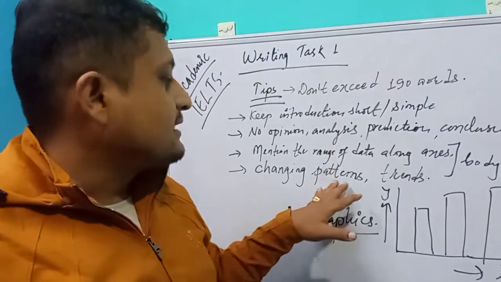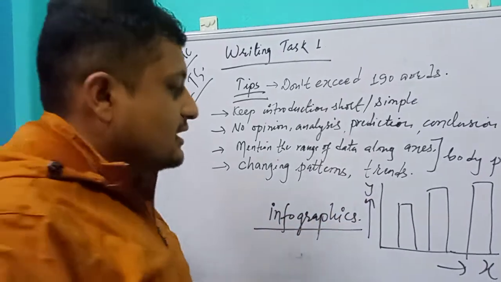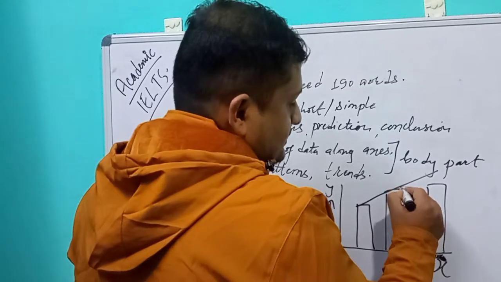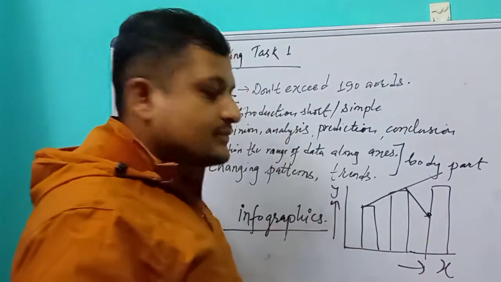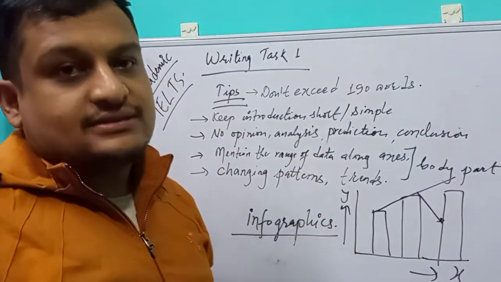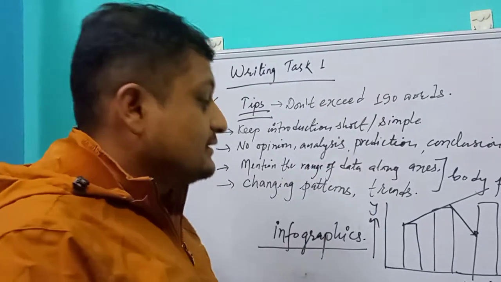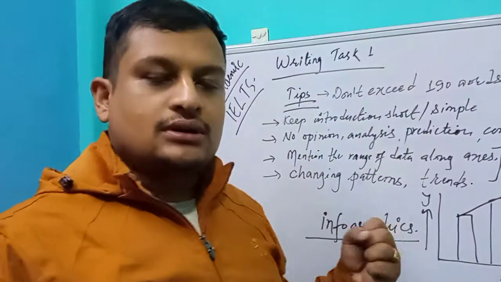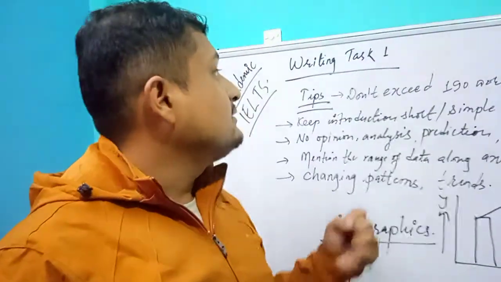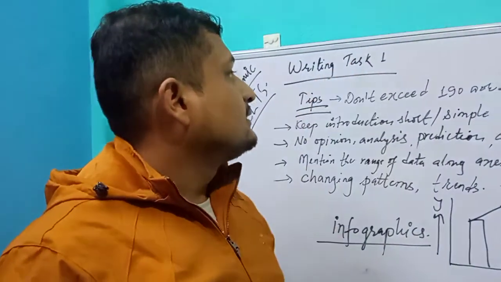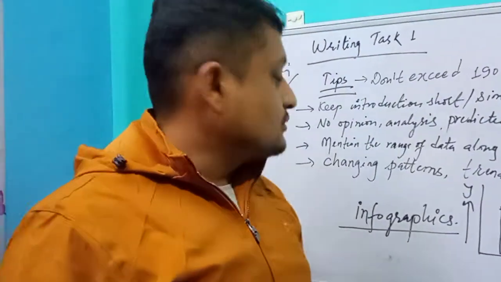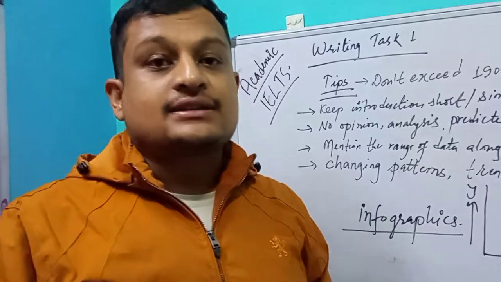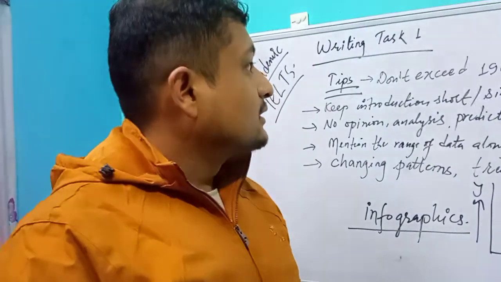Next is the changing pattern. How is it going? How is the data going? Is it rising up like this or descending downwards? So you should know the pattern and the trends of the change in data. And this is the basic thing what you should keep in your mind in order to write the task one in a better way, so you can save your time for the second task and task 2, because that's a longer part.